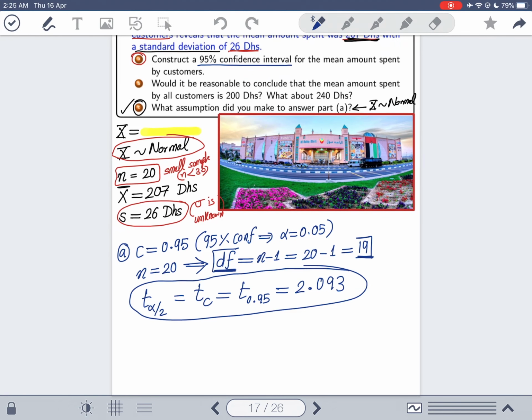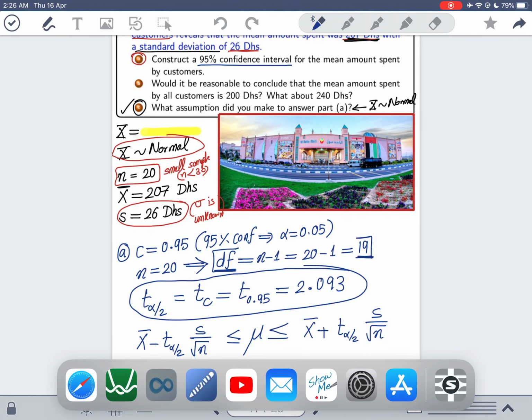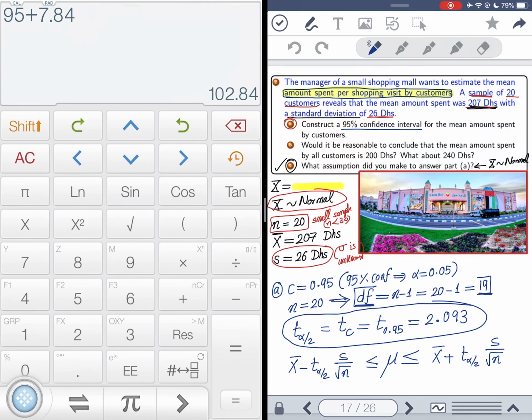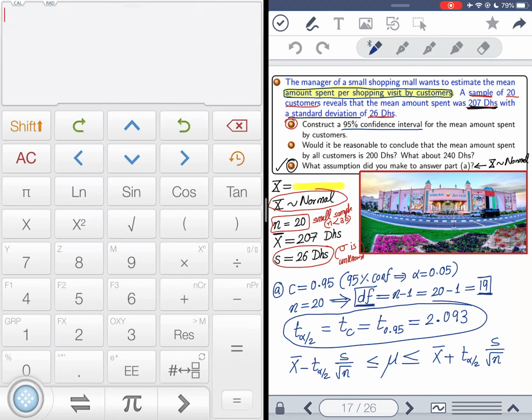You just have to write the confidence interval now, the 95% confidence interval. So you'll say that my mean is between X bar minus T sub alpha over 2 S over radical N, and X bar plus the same thing, T sub alpha over 2 S over radical N. And we need a calculator to do this. So what would it be? X bar is 207.